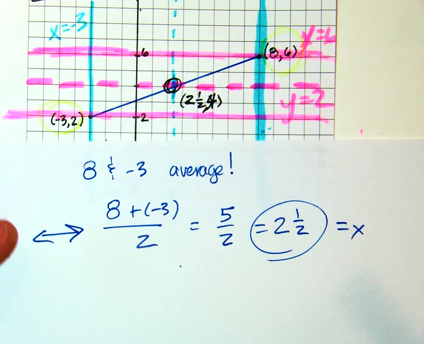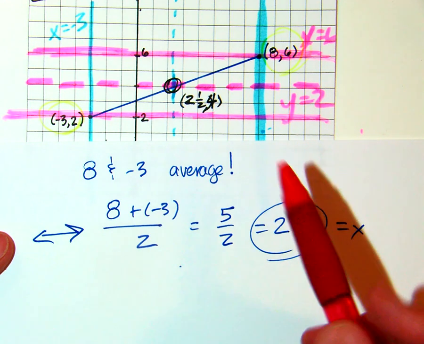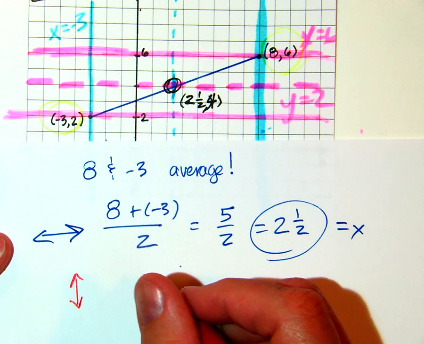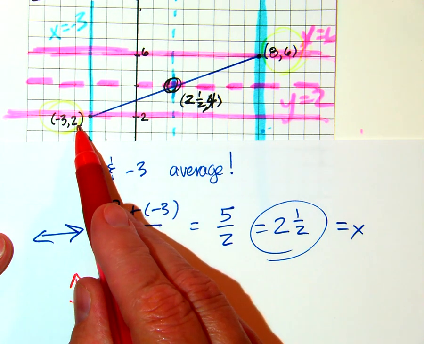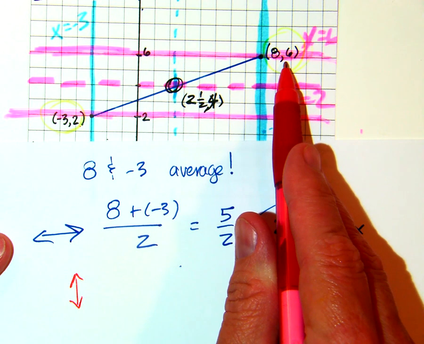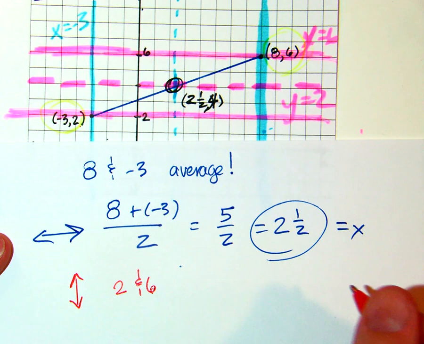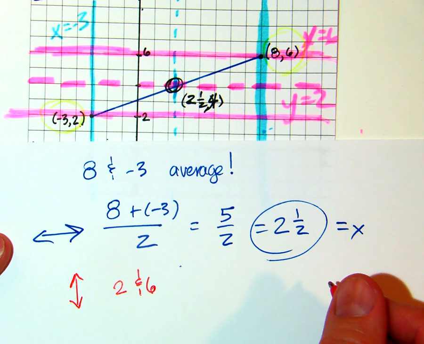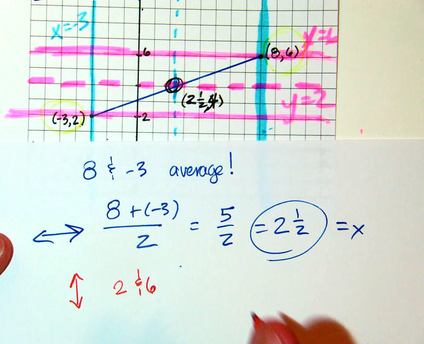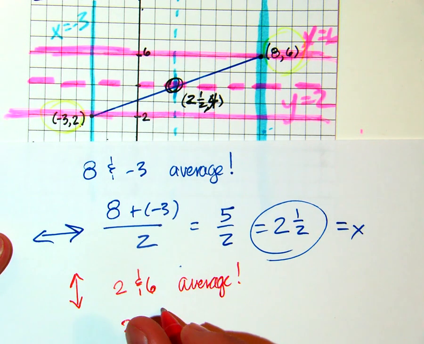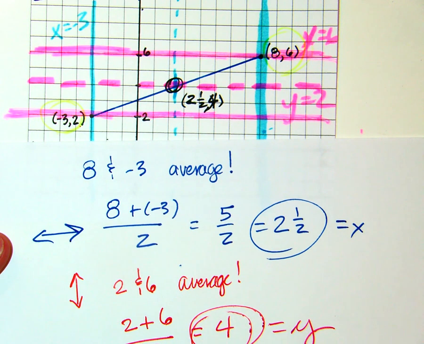Okay, hey, well, I'm cooking with gas. Let's do the up and down. On the up and down, that was my pink ones. So doing my up and down, let's see. That would be between 2 at the left one to 6 at the right one. Okay, so now I have 2 and 6, and I want to know what's right smack dab in the middle of 2 and 6. Again, average. 2 plus 6 divided by 2. That's 8 divided by 2. And that is 4. Yay! And that is the Y value of the midpoint.